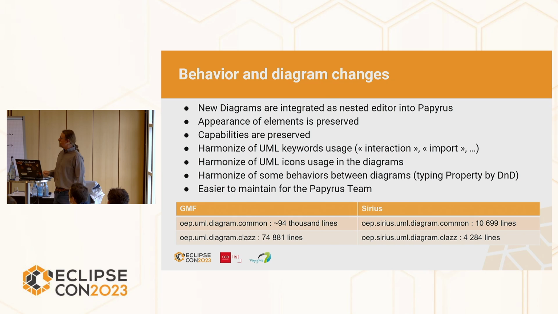And so the final result is easier to maintain for the Papyrus team. For example, the Papyrus UML diagram common contains 94,000 lines, and its equivalent on Sirius base is 10,000 lines. For the UML class diagram, historically we had 74,000 lines, and now we have 4,000 lines. So the code has been reduced, so the maintenance will be easier for us.